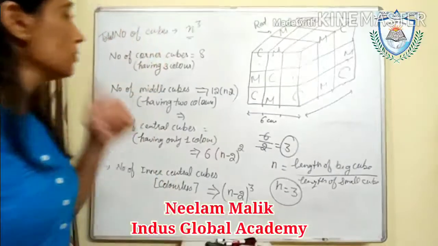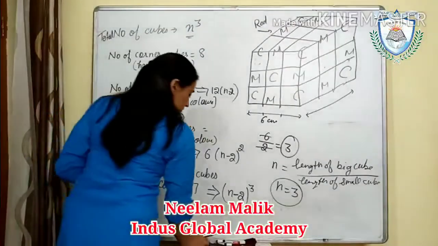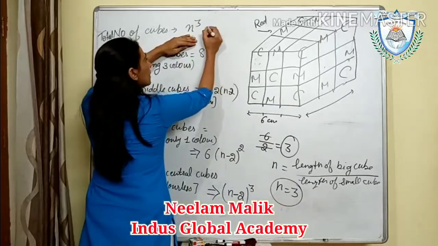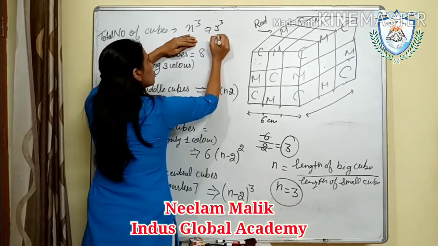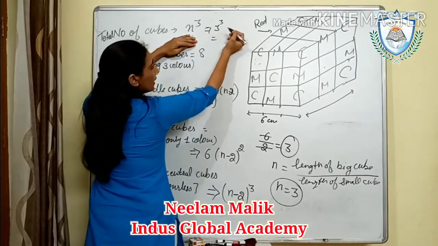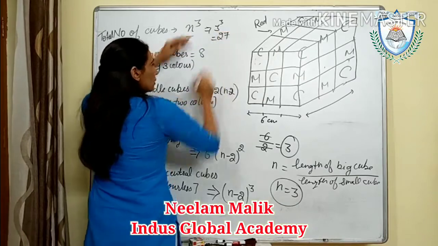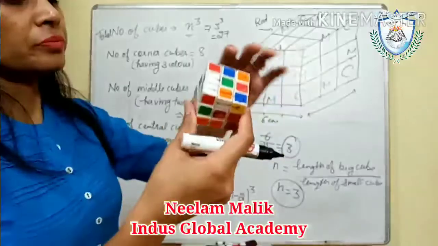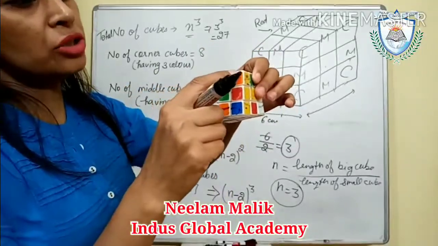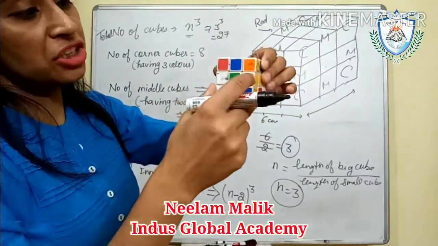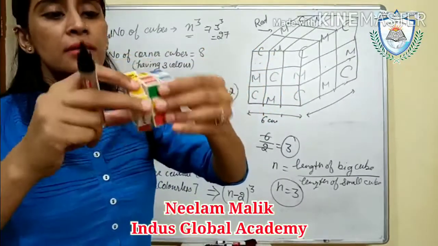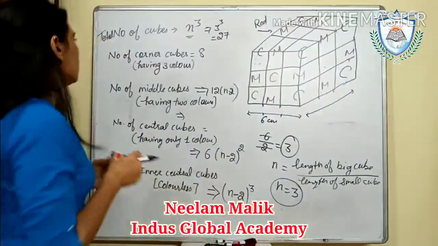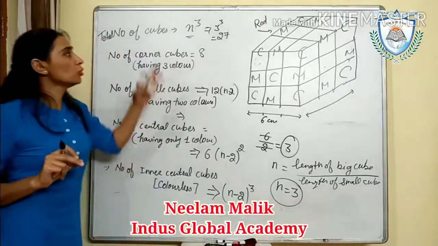Now we will find the answers. Let's put our value. Total number of cubes, n cube. What is n? 3 cube. So 3 threes are 9 and 9 threes are 27. Yes, there are a total of 27 cubes. Let's count. 1 2 3, 3 threes 9. 9 in this, 9 in this and 9 in this. So 9 threes are 27. That means the total number of cubes is equal to 27.